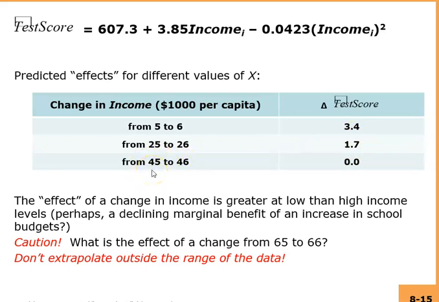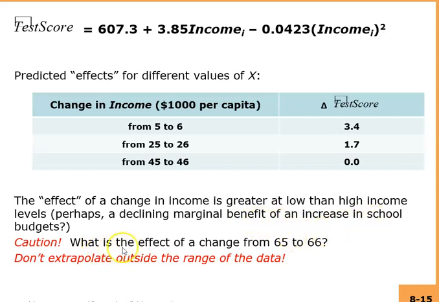Now, if you try to calculate the change in test score if the per capita income changes from 45,000 to 46,000, you will see that the change will actually come out to be 0. So this clearly shows that as income is increasing, the effect on Y, or the test scores, of that change in income is getting smaller and smaller. So once again, this shows diminishing marginal returns. The effect of a change in income is greater at low than high income, and you basically see a declining marginal benefit of an increase in school budgets.